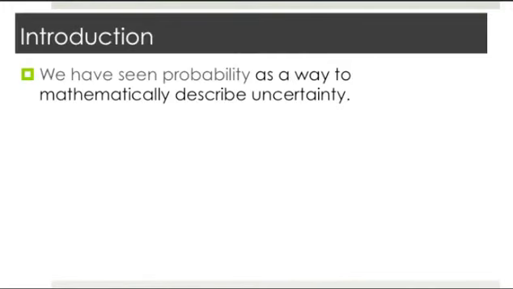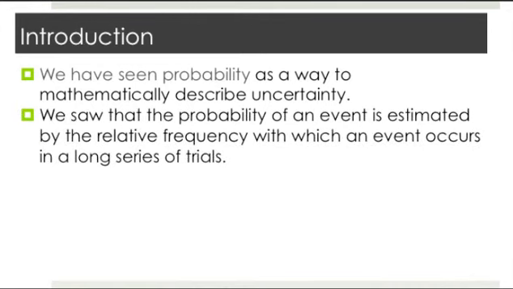So let's begin. Up until now we've seen probability as a way to mathematically describe uncertainty around us. We've seen in the past that the probability of an event is estimated by the relative frequency with which an event occurs in a long series of trials. And recall we had a definition for relative frequency that simply divided the total number of times an event could happen by all of the possible outcomes.